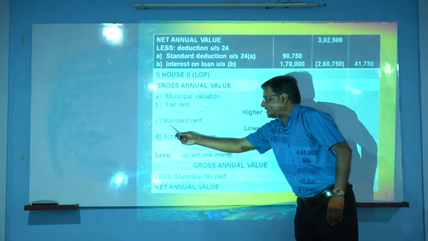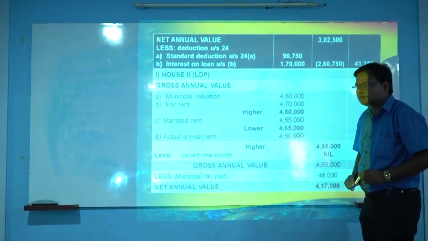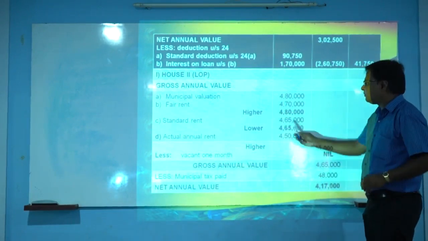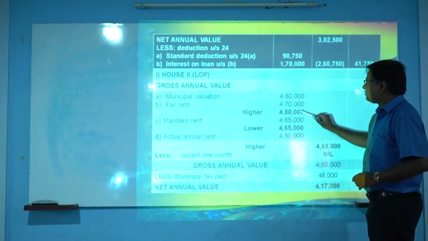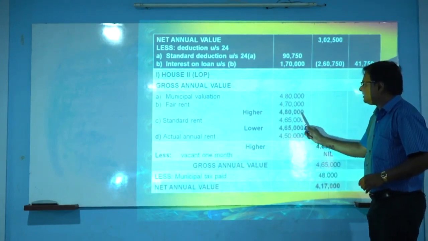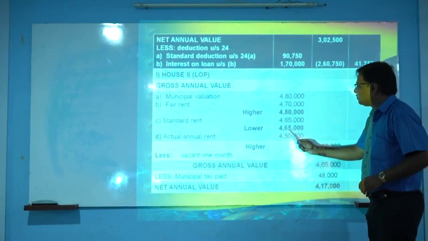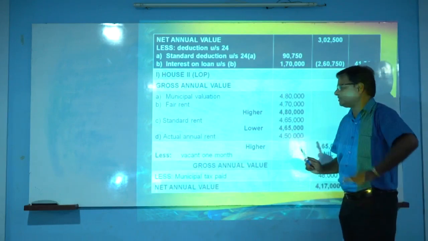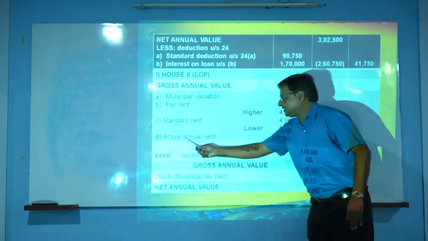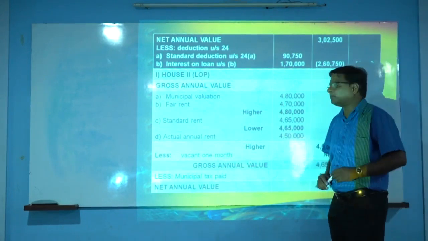Then next we have to take C point, standard rent, it is 4,65,000. Standard rent is given in the problem, 4,65,000. From these two values, 4,80,000 and 4,65,000, we have to take the lower value, 4,65,000. Then we have to take D point, actual annual rent, 4,50,000 is given in the problem.